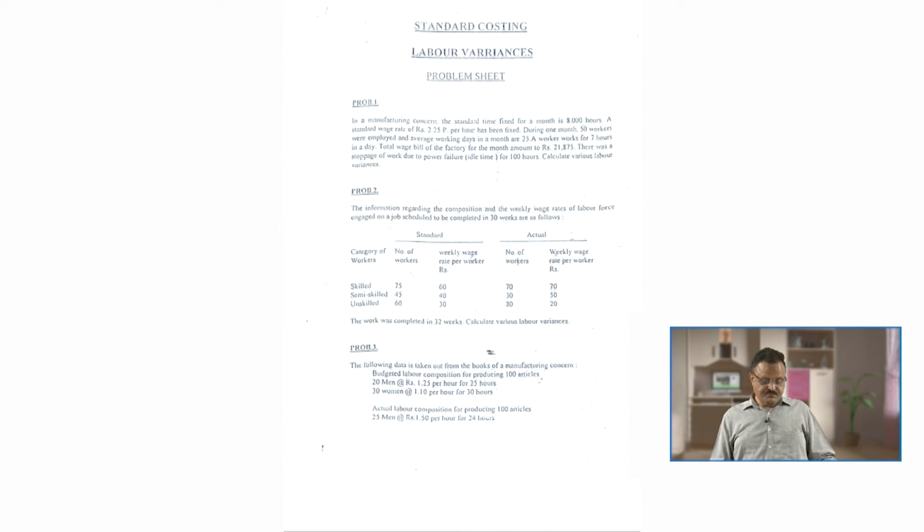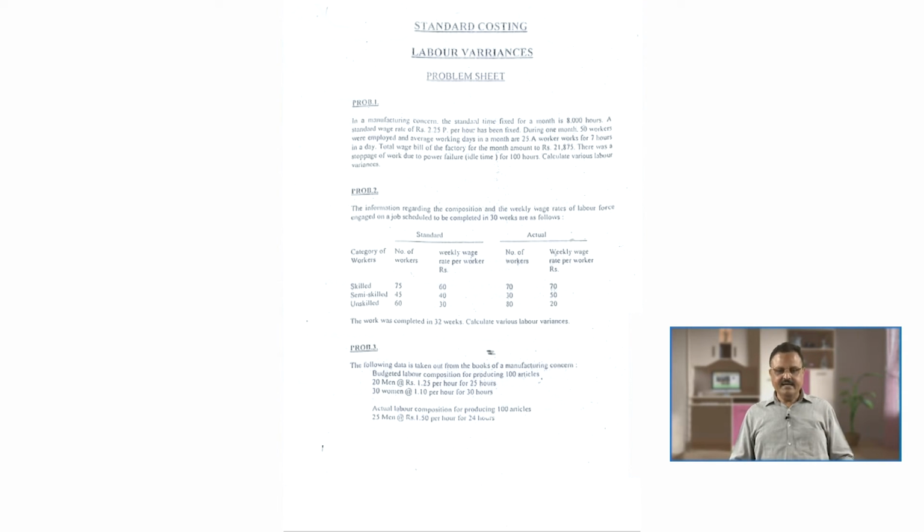labor variances. So, you are given the 3 sets of workers: skilled, semi-skilled and unskilled. We are given the standard time of 30 weeks for all 3 categories of workers put together, and we are given the actual time also, 32 weeks. So, we are given the standard and actual information, and on the basis of this we will have to calculate the labor variances.